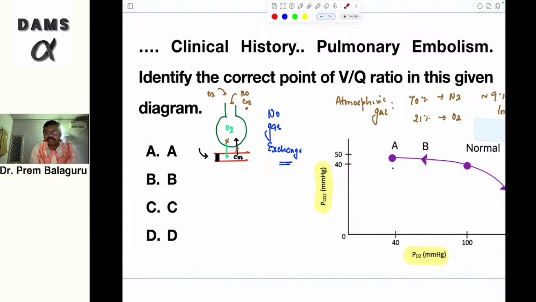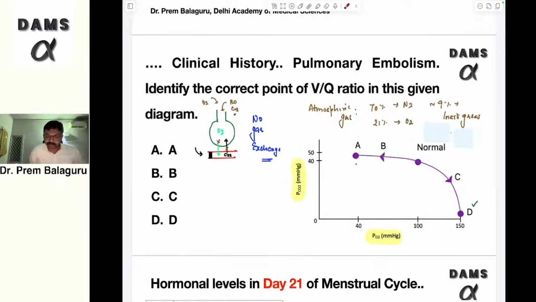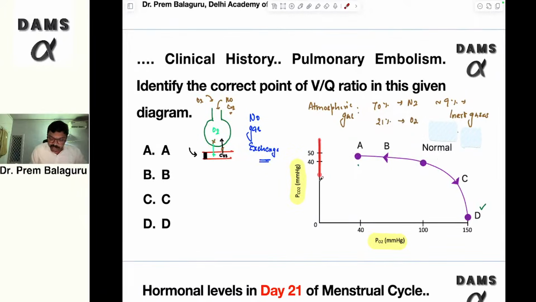It will be completely fresh, untouched in the alveoli. So what are you going to observe? There is no oxygen extraction, there is no carbon dioxide delivery. As a consequence, the carbon dioxide level will be very, very low. So in this graph, you can see the y-axis speaks about carbon dioxide, isn't it? The lowest point of carbon dioxide is here, that corresponds with point D.